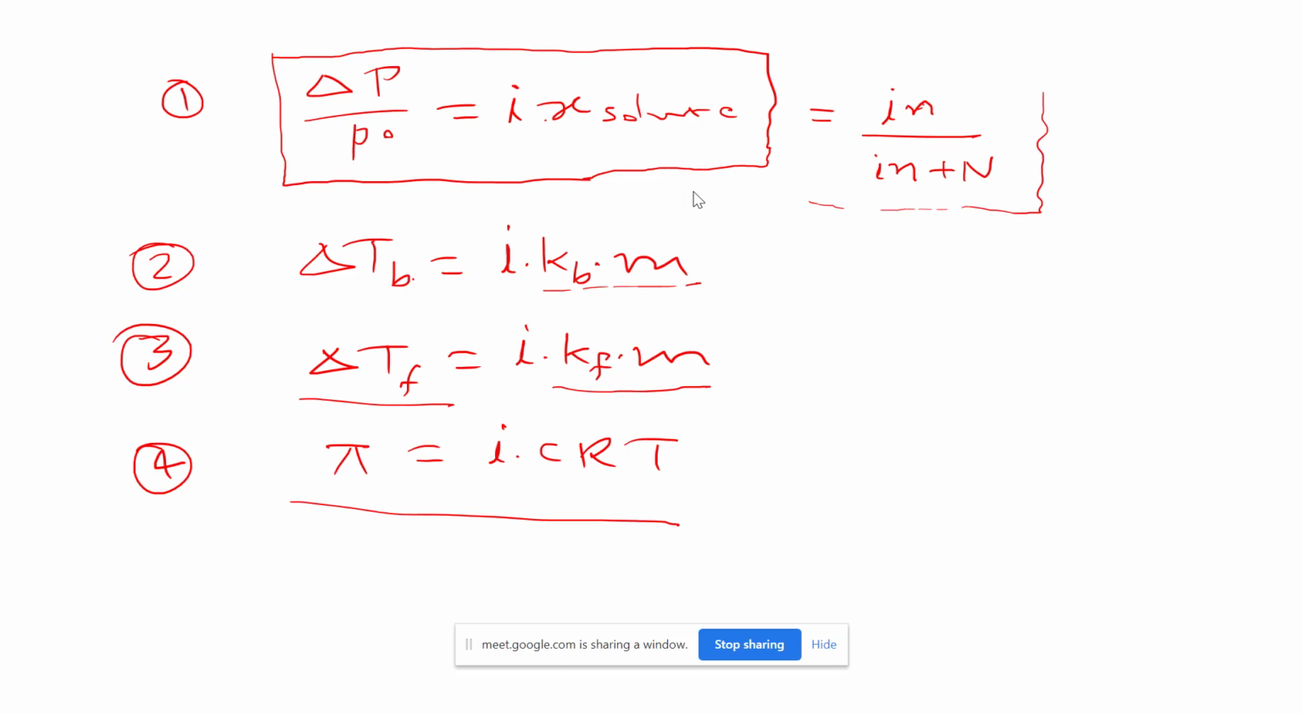Now, do you know the pH calculation method? If you are given any strong or weak acid and you want to calculate the pH, can you do it?